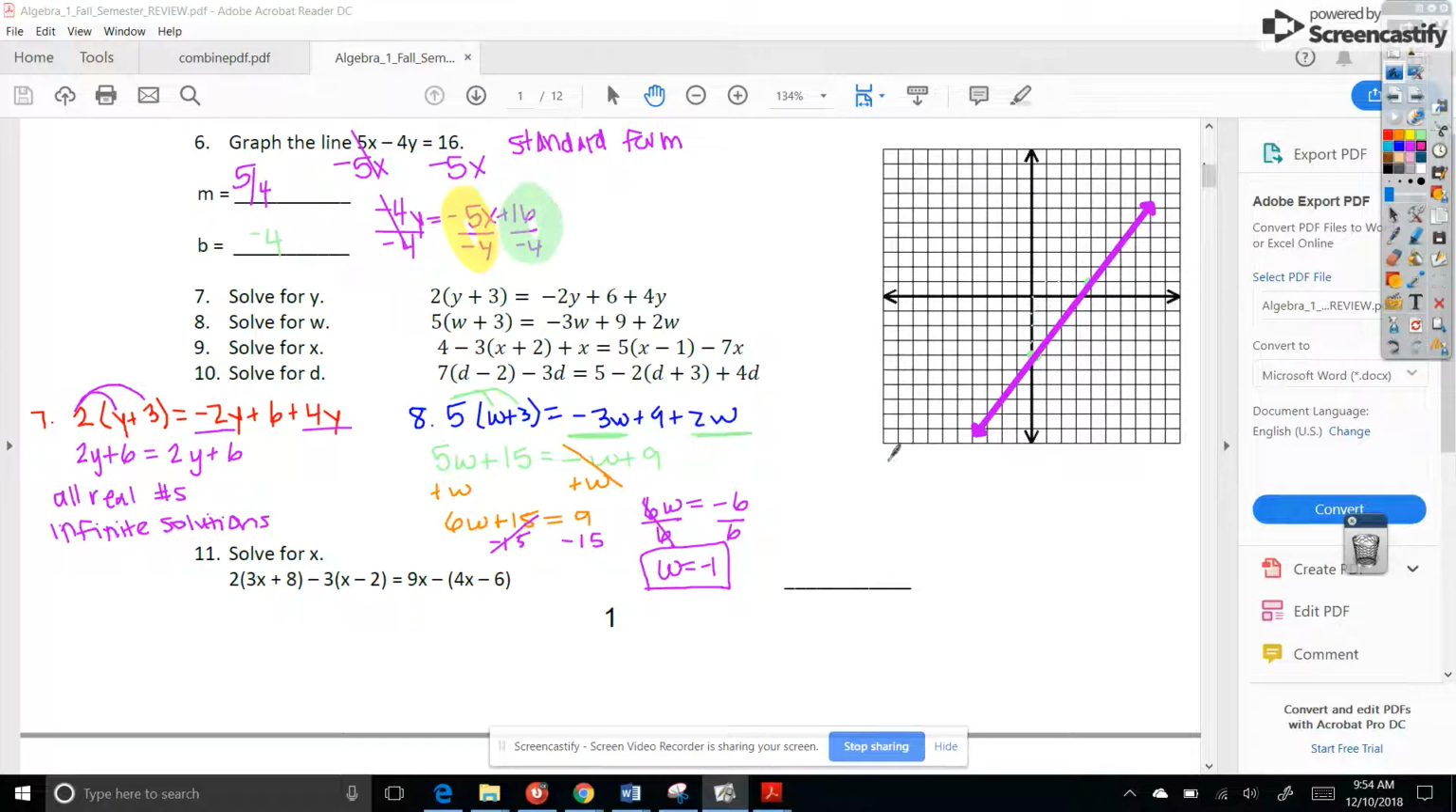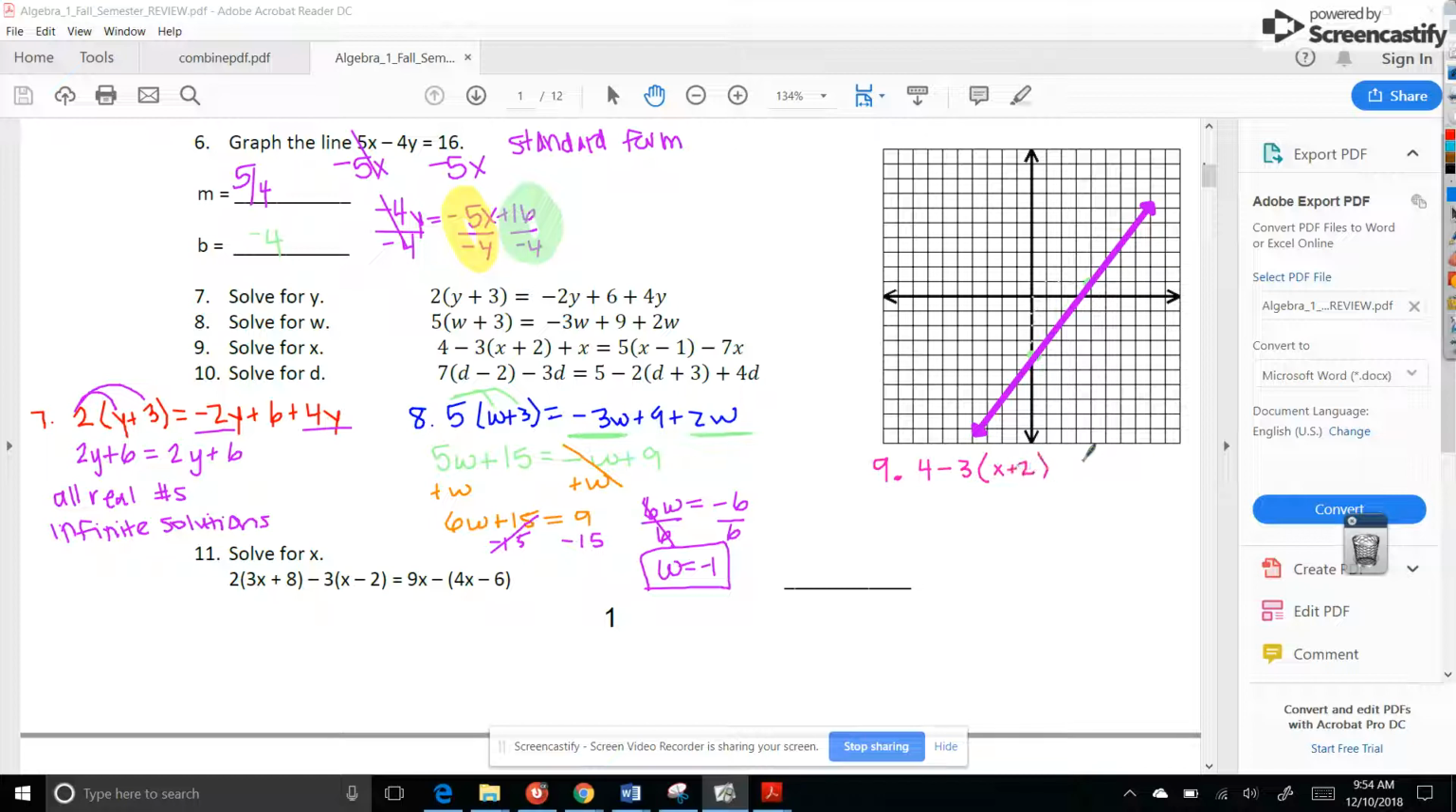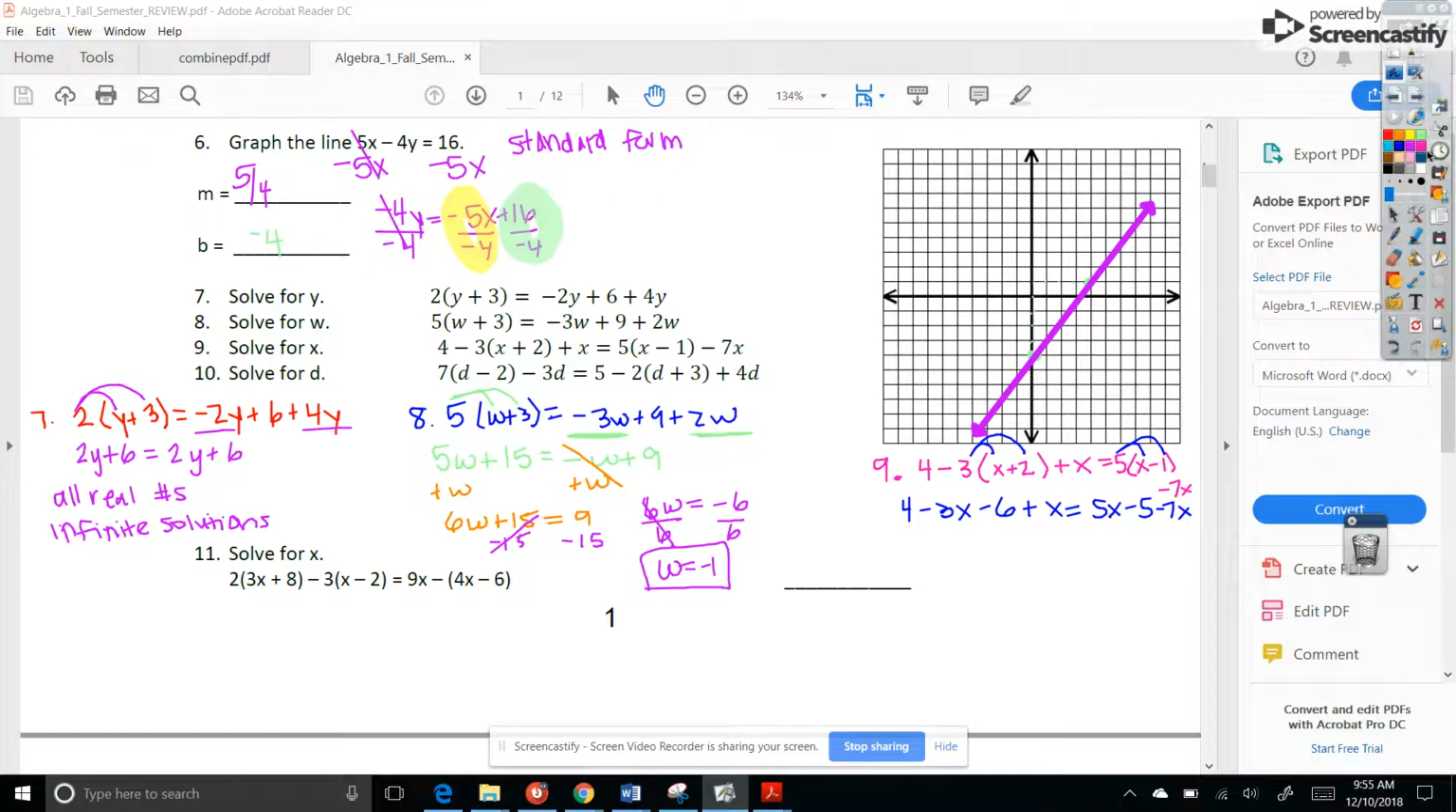Okay, number 9. I'll try to squeeze in over here. 4 minus 3 times the quantity x plus 2 plus x equals 5 times the quantity x minus 1 minus 7x. Okay, again, I'm going to use my distributive property with my negative 3. So 4 and multiplying my negative 3 is negative 3x minus 6 plus x. And then distributing my 5, 5x minus 5 minus 7x.